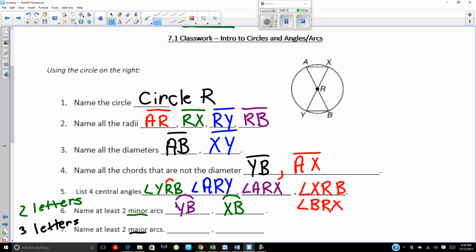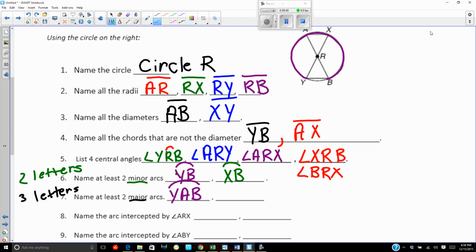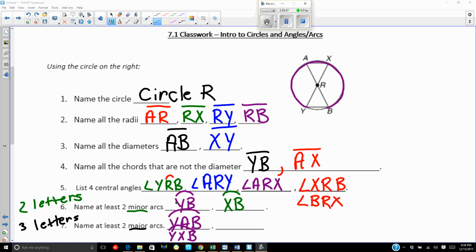Since it's a major arc, we're going to use 3 letters. So the 3 letters I'm going to choose are Y, A, B. So arc YAB, that just tells me which direction I'm going. I'm going from Y to A to B. It's important to note we could have also called this arc YXB. So arc YAB and arc YXB are the same thing. So those are both major arcs.